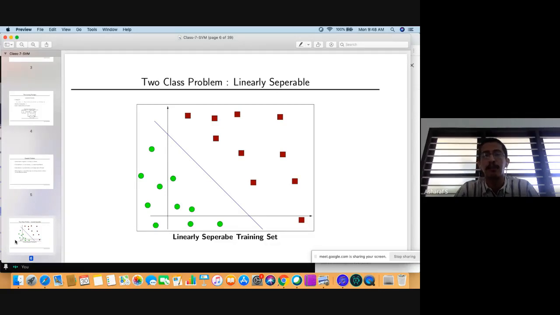So let's represent the line as W transpose X plus B equal to 0. That's the equation of a hyperplane, or the equation of a line in the 2D space. W transpose X plus B equal to 0.